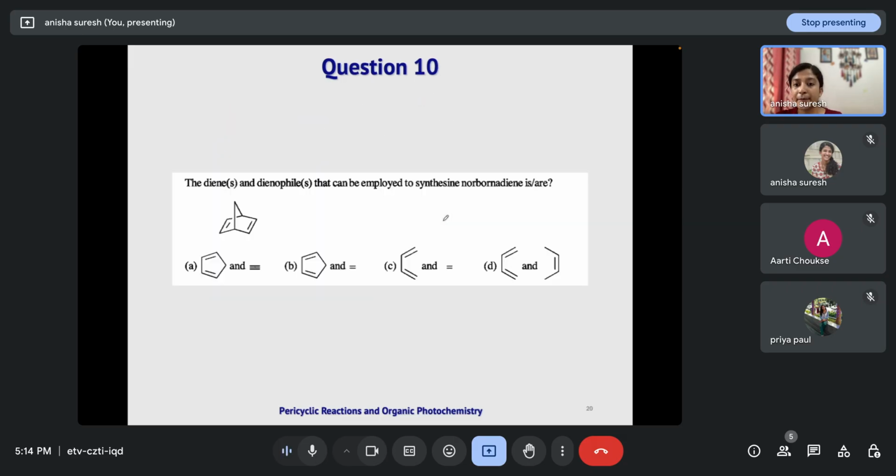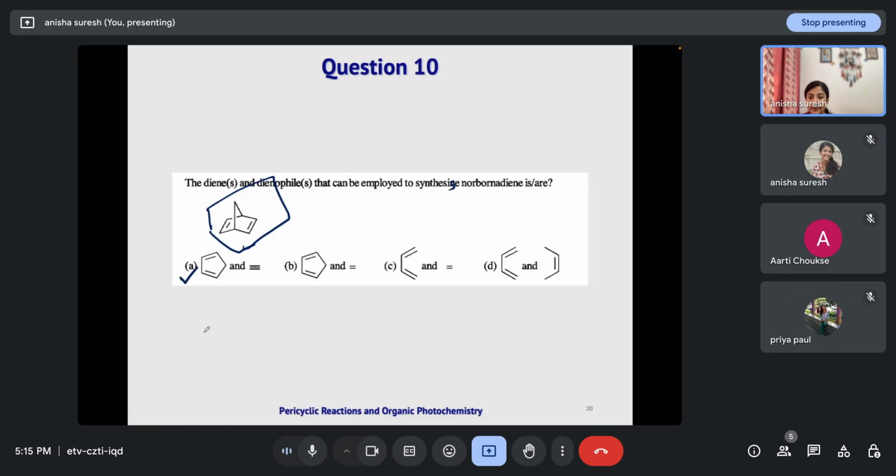Now coming to question number 10. The diene and dienophile that can be employed to synthesize norbornadiene is. So this is the structure of norbornadiene. Here this is the product they are asking. Out of these four options, which starting materials will be giving this product norbornadiene? Option A will be the right answer.